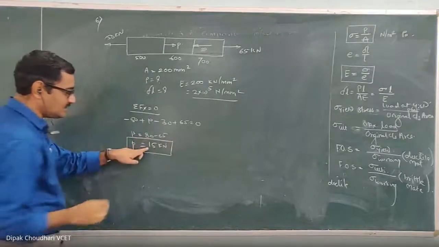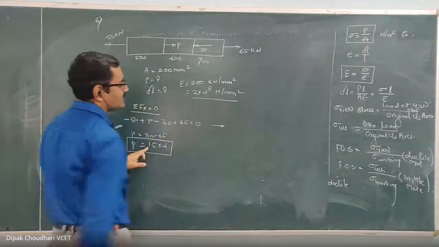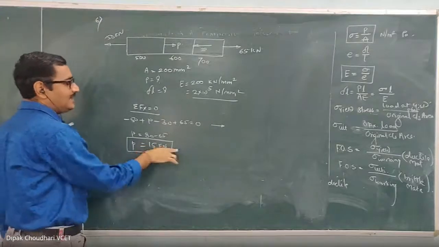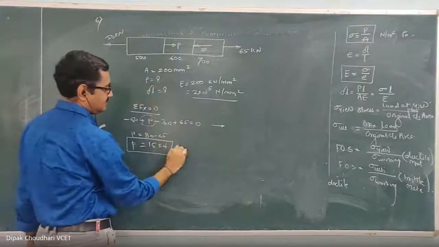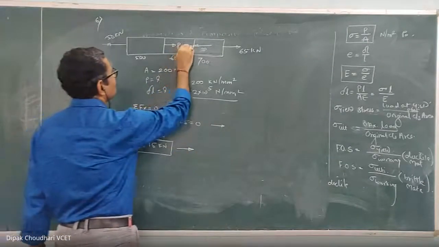This answer is positive. Here we have considered the positive value towards right as positive, towards left negative. This answer being positive doesn't mean that it is towards right. This answer is positive means this assumed direction of P is correct. So P is towards right, and P equal to 15 kilonewton.